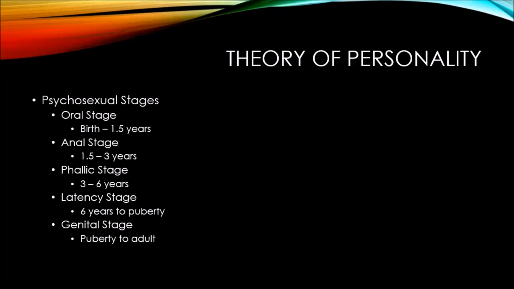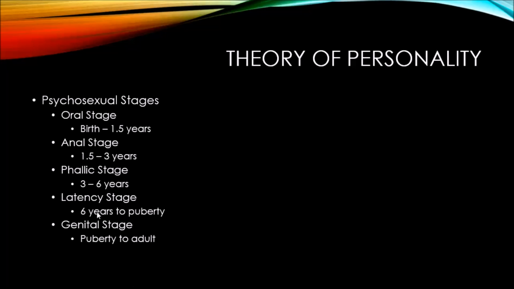And if there is an over or under gratification of the sexual needs during that stage, it leads to specific personality types or characteristics. So first there's the oral stage, which goes from birth to about 1.5 years. Then the anal stage, which goes from 1.5 to 3 years. The phallic stage, 3 to 6 years.